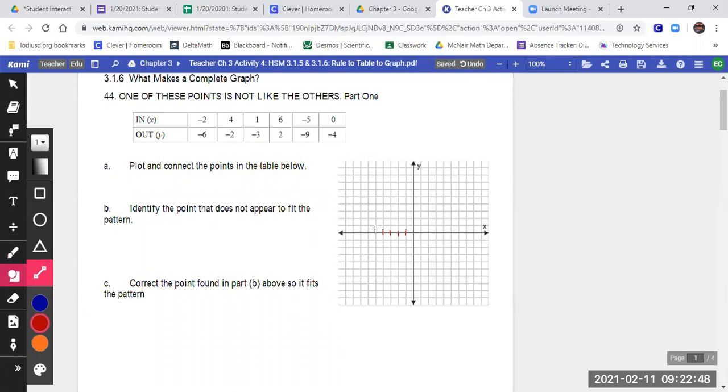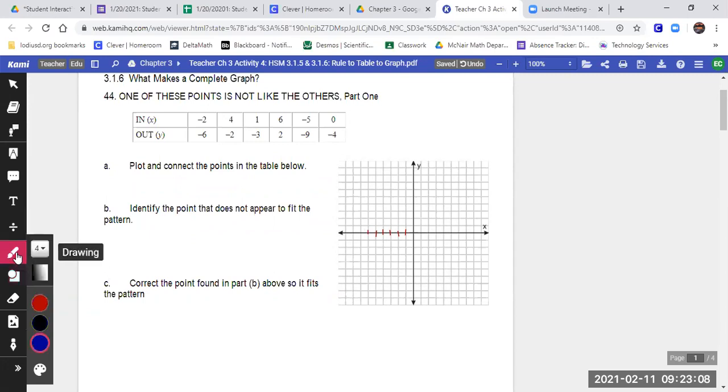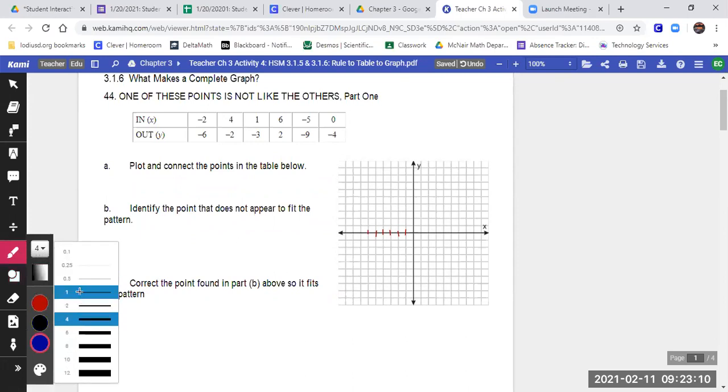My last two were not so great. You could use the drawing tool or you could use the line tool. I don't care which one, but you do have to mark the tick marks. You have to show them, not just use the lines of the graph. I like drawing them, it's easier. Boom. Oops, wrong color. Switch back.